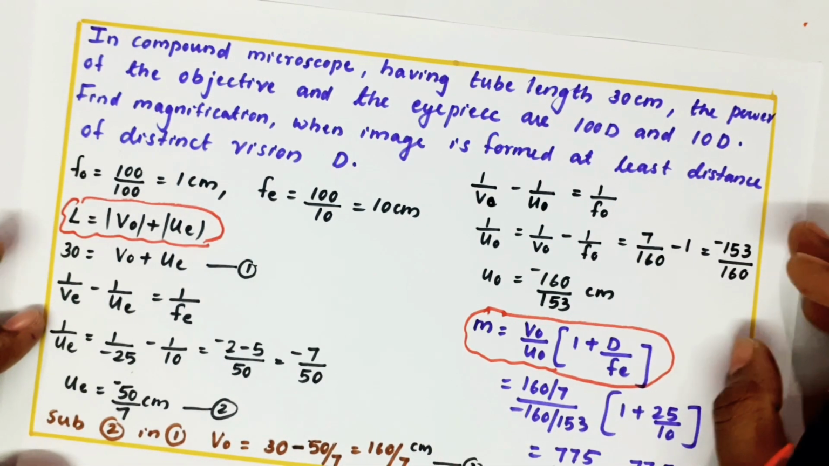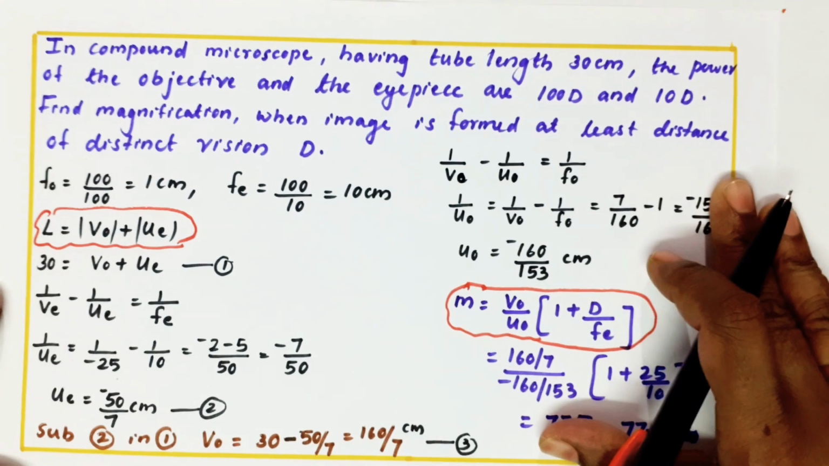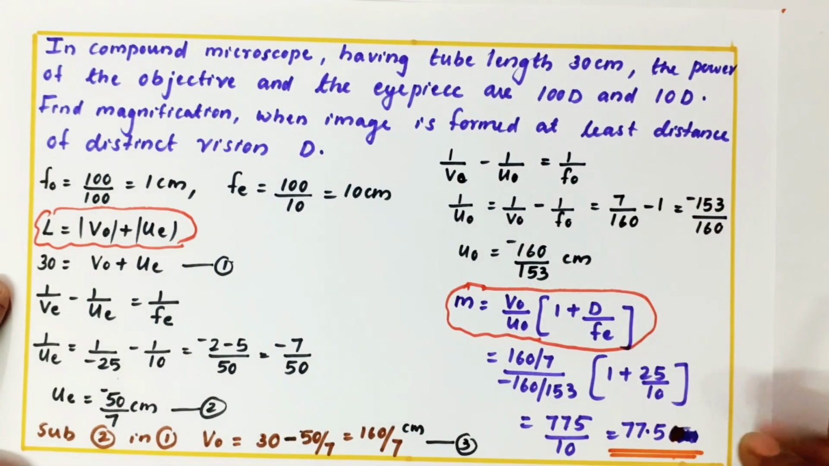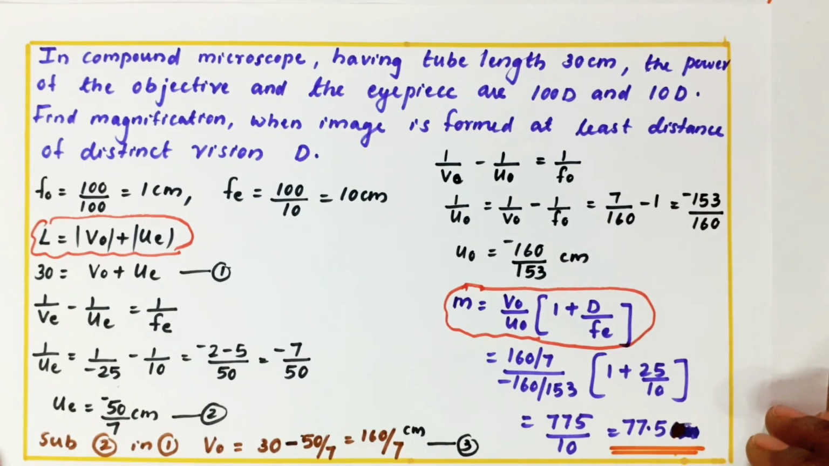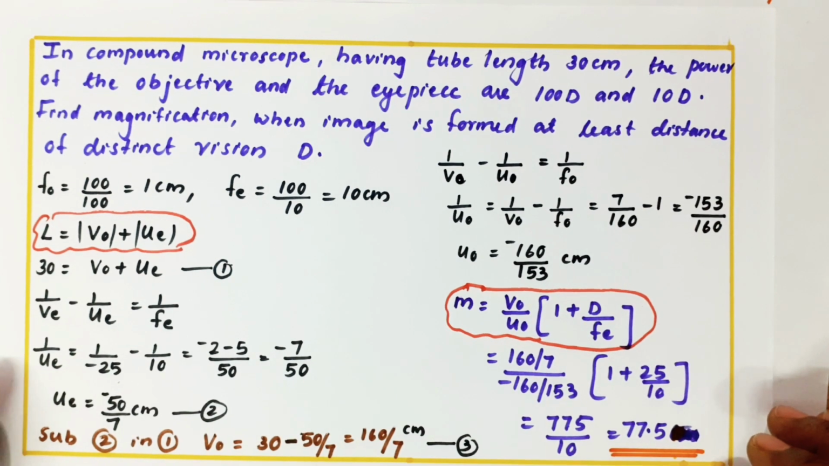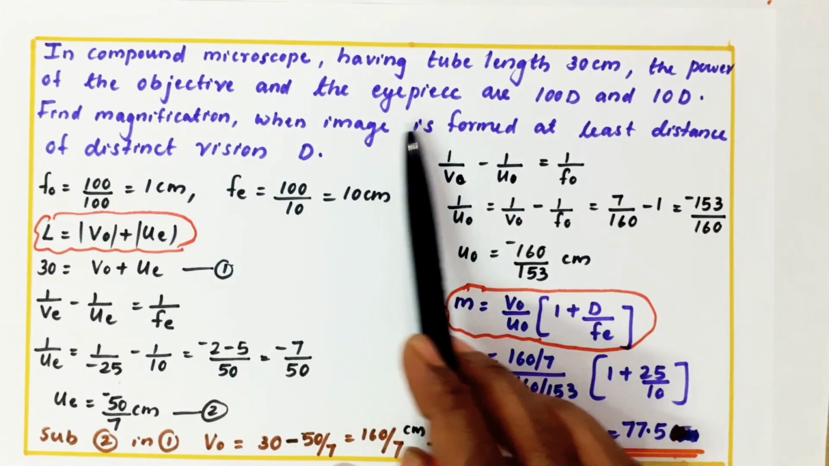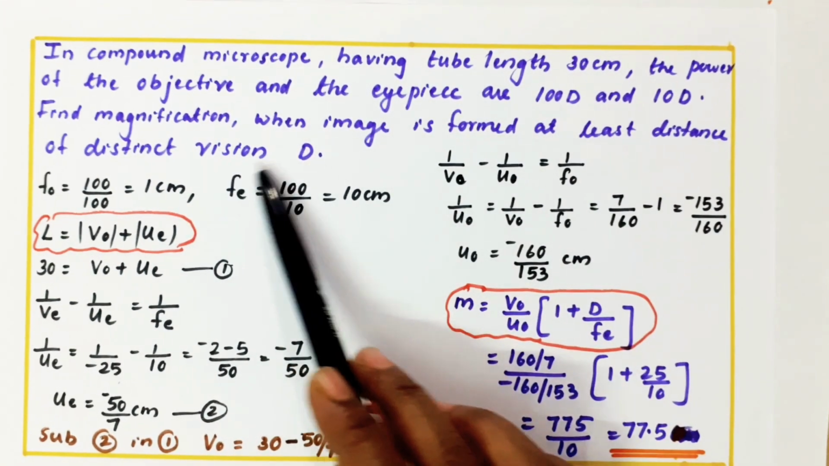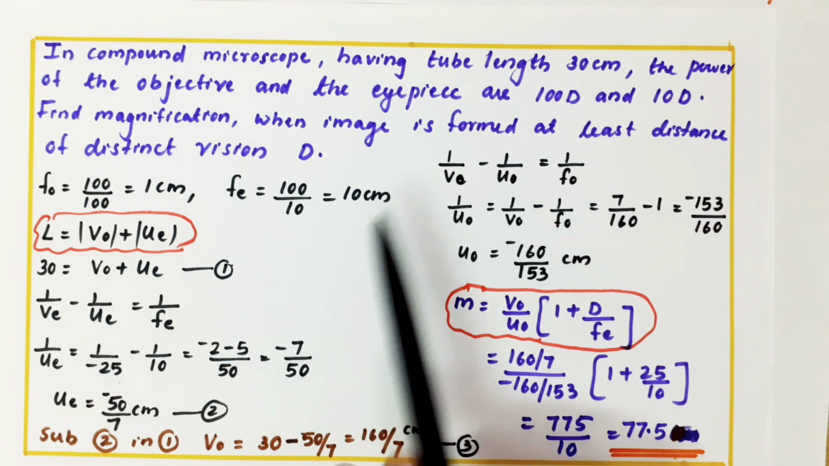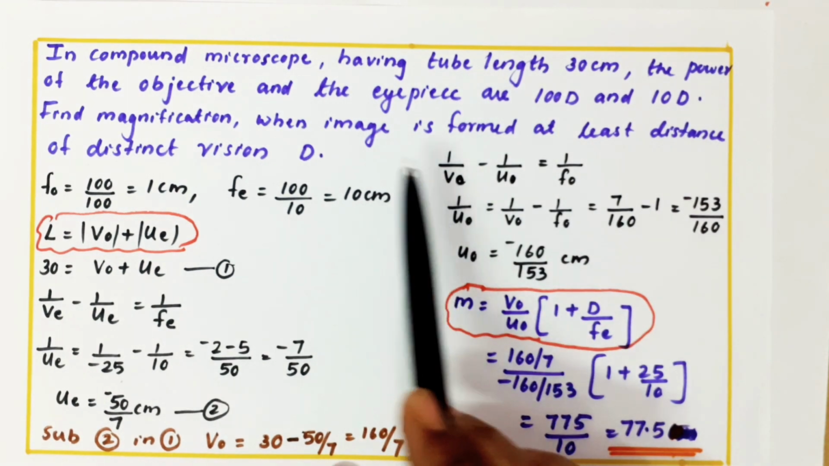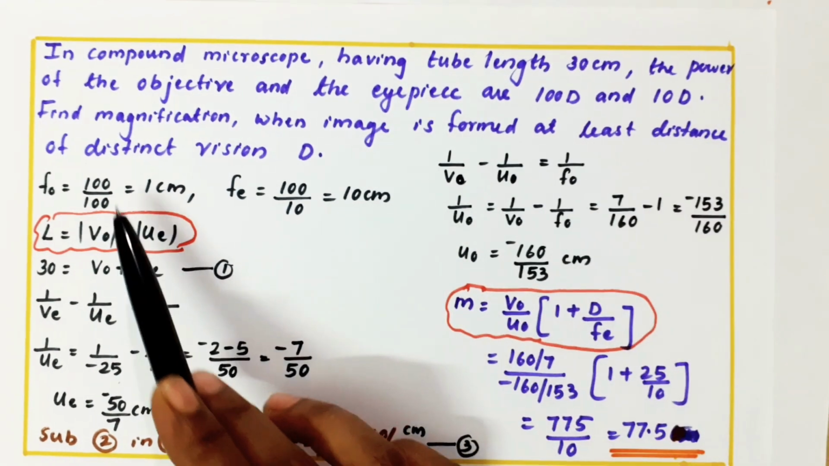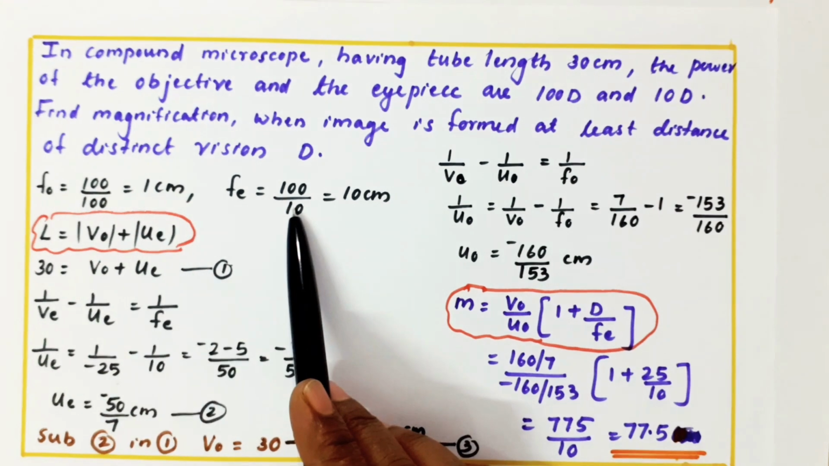Next, in a compound microscope having a tube length of 30 centimeter, the power of objective and eyepiece is 100 diopter and 10 diopter. Find magnification when the image is formed at least distance of distinct vision. So this is a compound microscope. They gave power only. So first itself I calculated FO and FE.